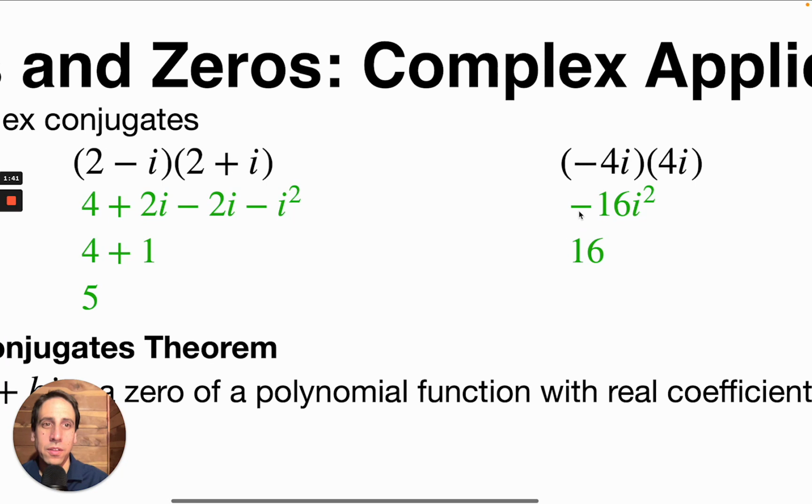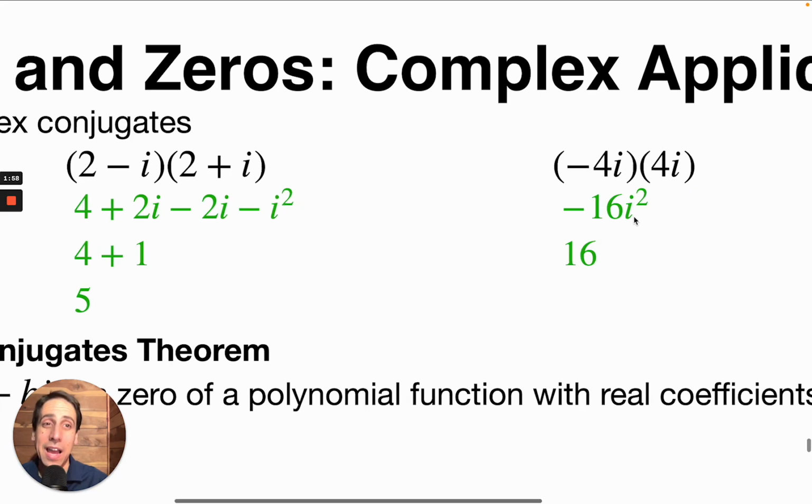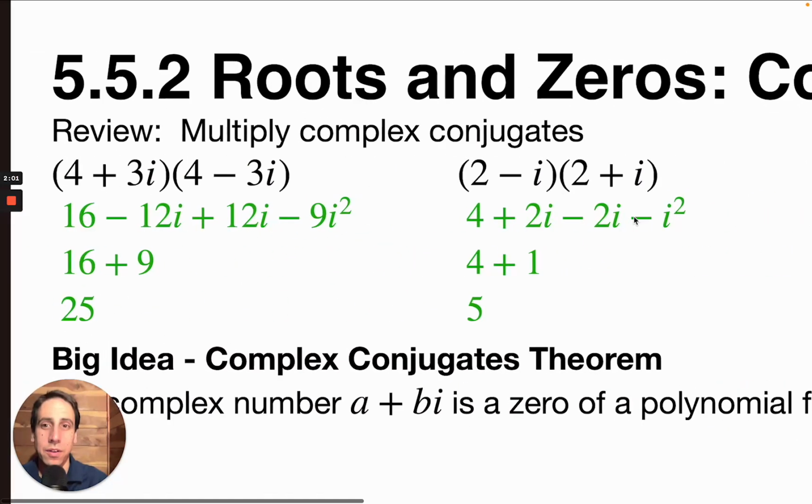Let's do another one. These are also conjugates, even though there's no real portion to this number. It's just minus 4i times positive 4i. It's going to be negative 16i squared, which turns into 16 because i squared is -1.